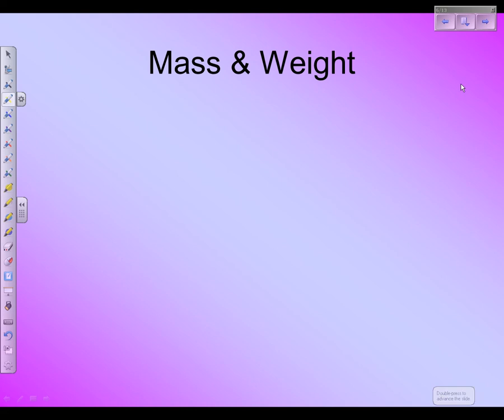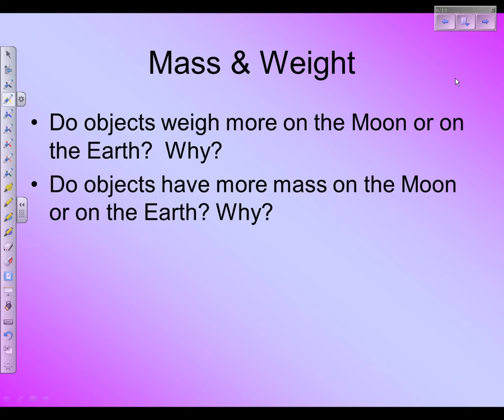So do objects weigh more on the moon or more on Earth? Do objects weigh more on the moon, or do they weigh more on Earth? They weigh more on Earth. Why? The force of gravity is greater on Earth than it is on the moon, because the Earth has a bigger mass.